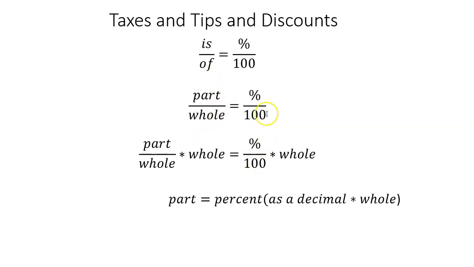We can manipulate this equation a little bit, and I can say, hey, look, let's times both sides by the denominator, or the whole. When we times both sides by the whole, these wholes here cancel out. So then we're just left on this side with the part, and on this side we're left with percent over 100 times the whole. Well, the percent over 100 is just the decimal form of the percent. So you do the decimal form of the percent times the whole, and that will give you your answer, which can be a lot faster than doing a proportion method.